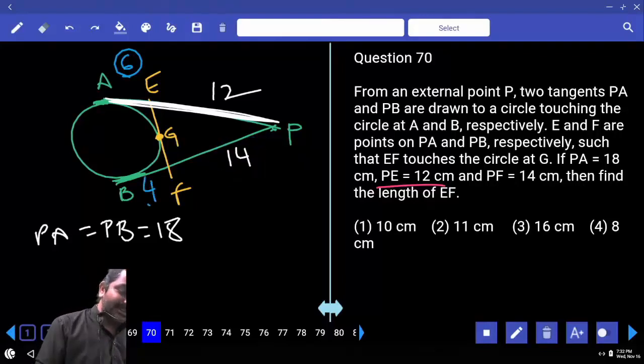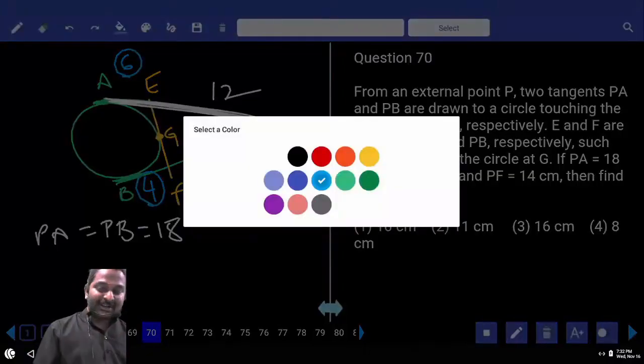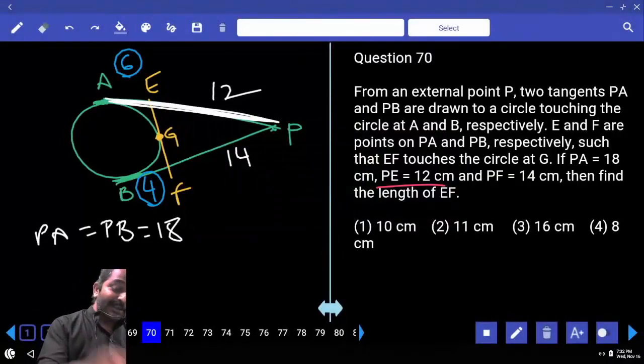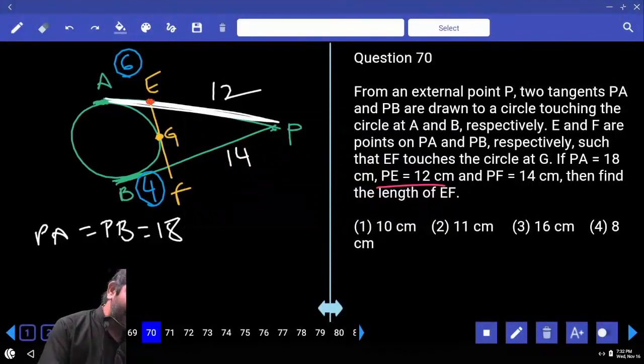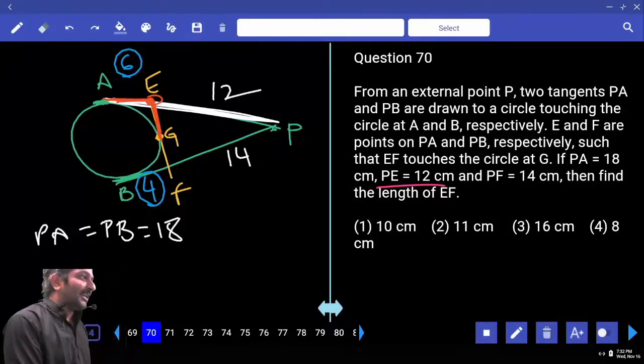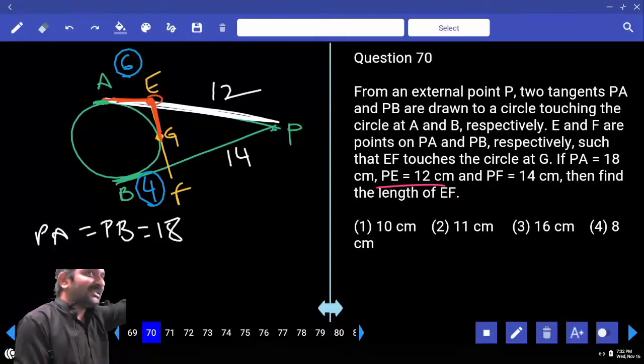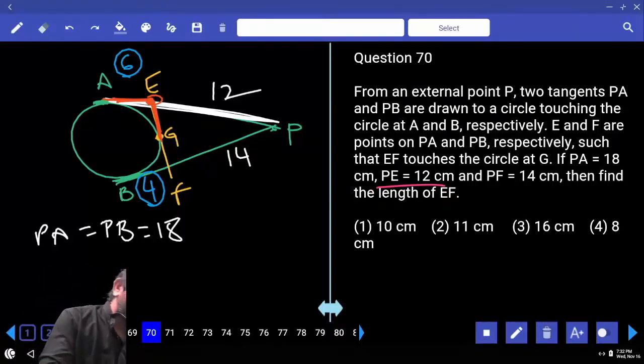Now look at this. I'll change the tangent. I will assume my present external point is E. AE and EG both are tangents of equal length, right? Both touch the circle, right? So what must be the EG value? 6, correct?